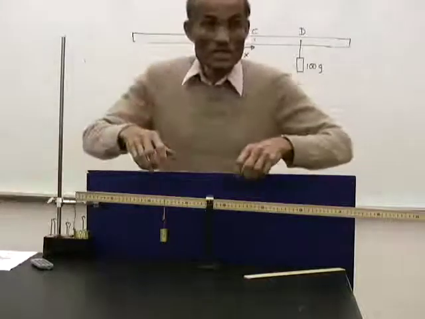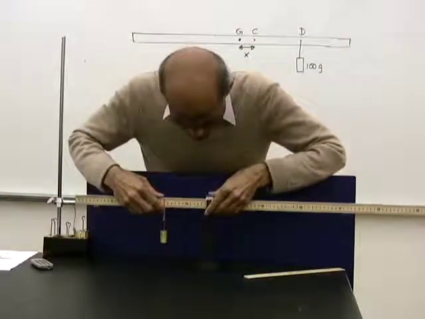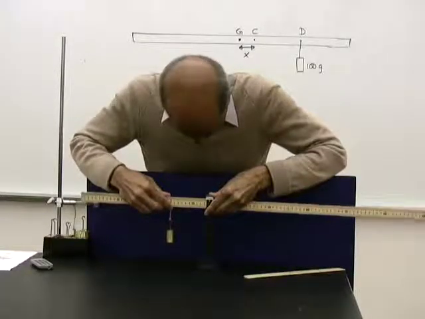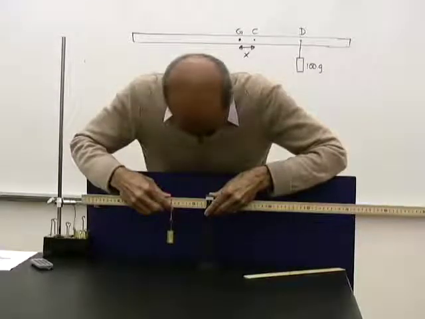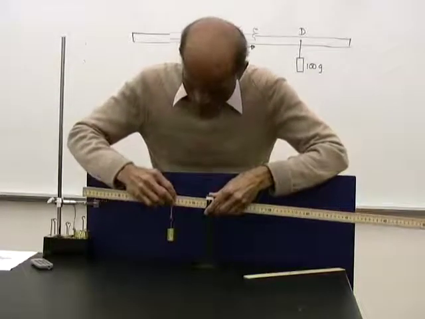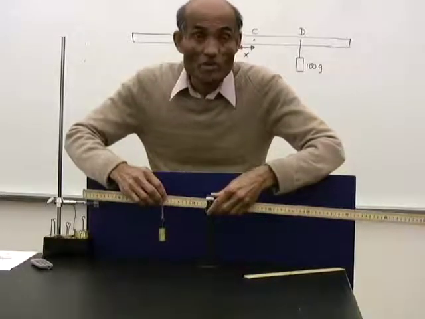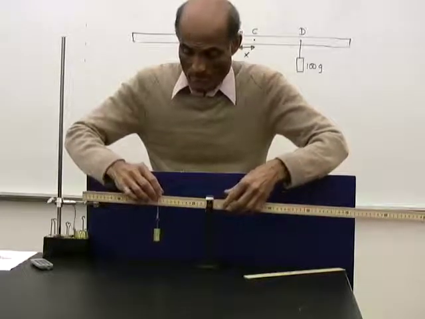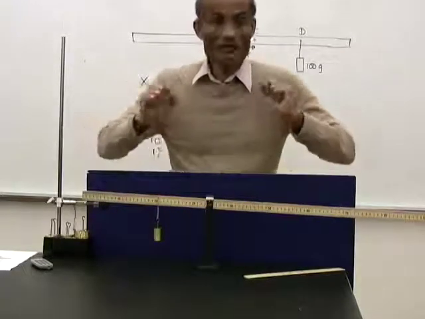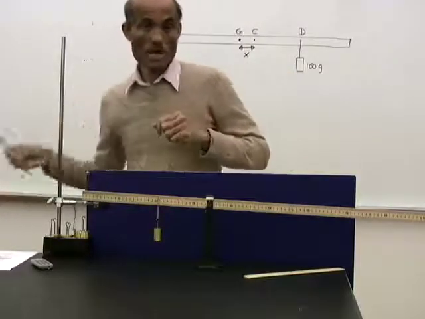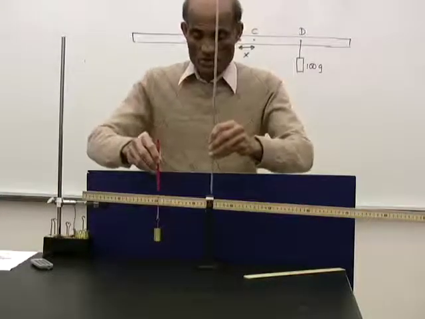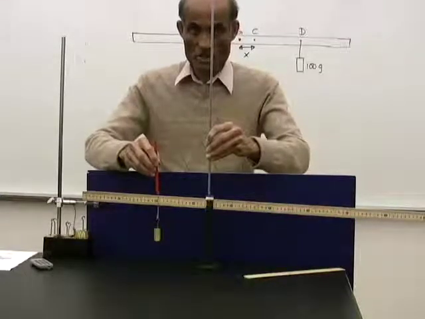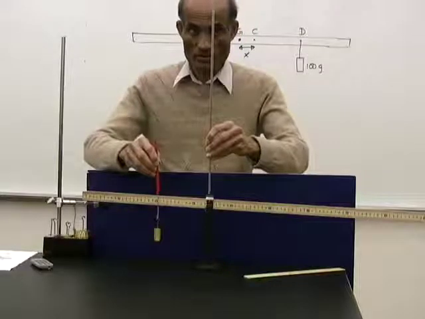Okay, now let's increase x to 16. Now here I have the new x value. I'm increasing x every time by 2 centimeter, and you keep track of the number. And I have the balance there. Measure the distance D between these 2 points. That's the new distance D. Measure that distance.